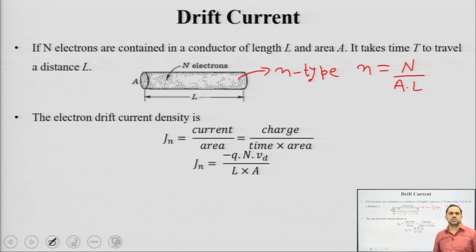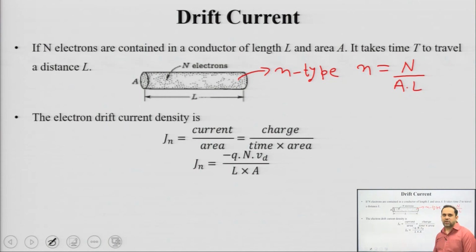I want an expression for the electron drift current density. By definition, your electron drift current density is current per unit area, that is how we define drift current density. Okay. Current we know is charge upon time, you already have area here. Okay. So, drift current density equal to, by definition, current upon area, current by definition is charge upon time. How much charge is flowing?